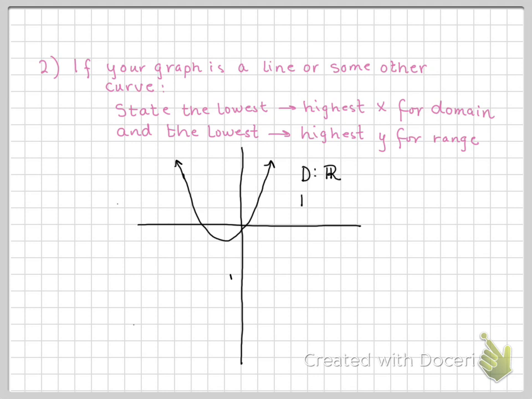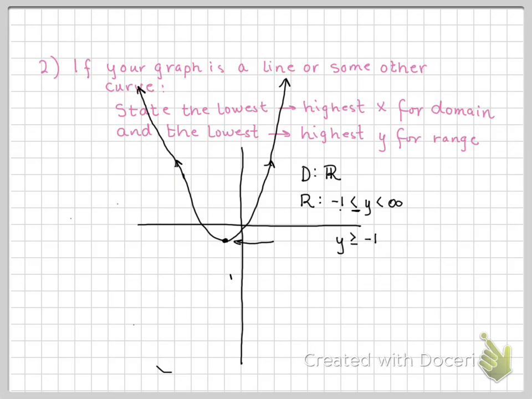Now the range is, remember, the lowest y value to the highest y value. Well, the lowest y value is right there at y equals -1. And from -1 right there, from that -1 point right there, the graph just keeps on growing forever. So -1 is less than or equal to y, which is less than infinity, which in general, what we would say is that y is greater than or equal to -1.